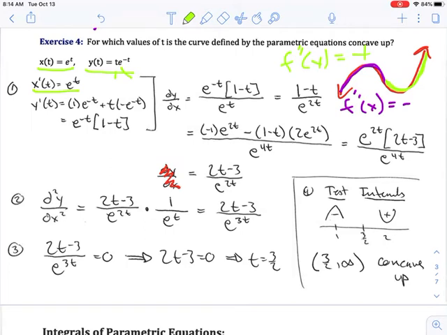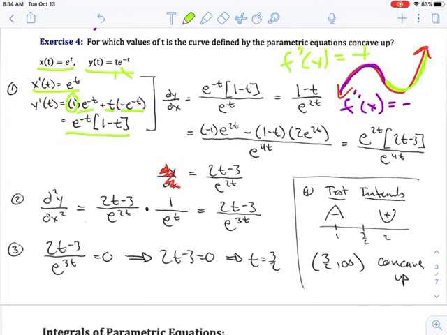So t is the first function, and e to the negative t is the second. This is the derivative of the first function times the second, plus the first times the derivative of the second function, which is negative e to the negative t. Then simplifying that, factoring out the e to the negative t, we end up with this.